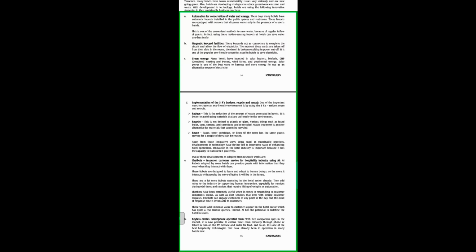B. Keyless entry, smartphone operated rooms. With free companion apps in the market, it is now possible to control a hotel room remotely through a phone or tablet to turn on the TV, browse, order food, and so on. It is one of the best hospitality technologies that have already been in operation in many hotels now.